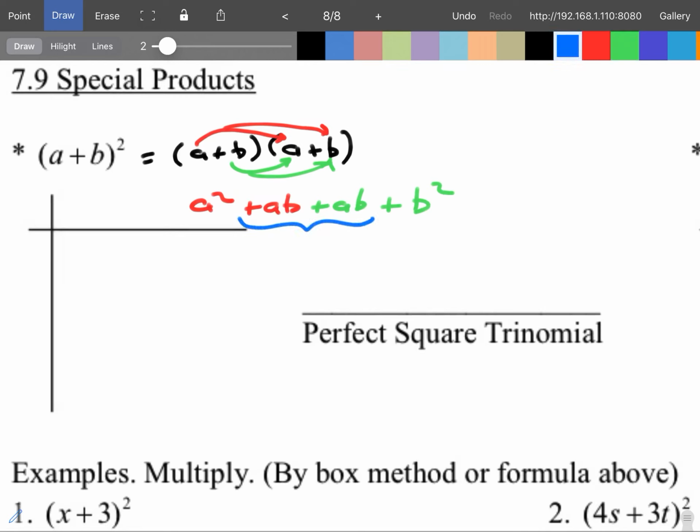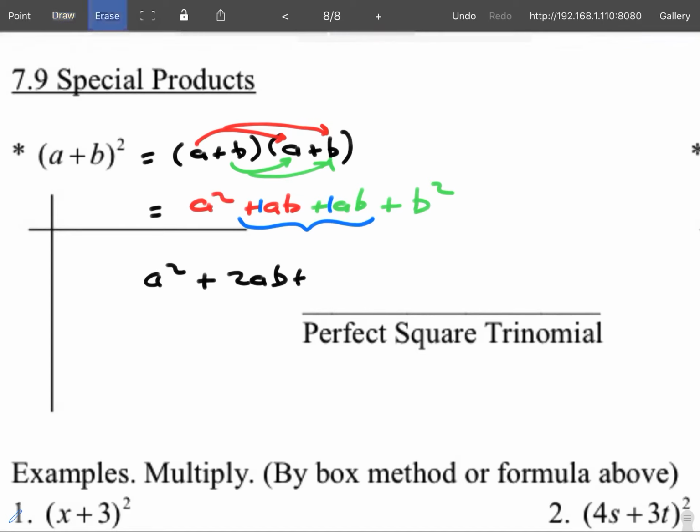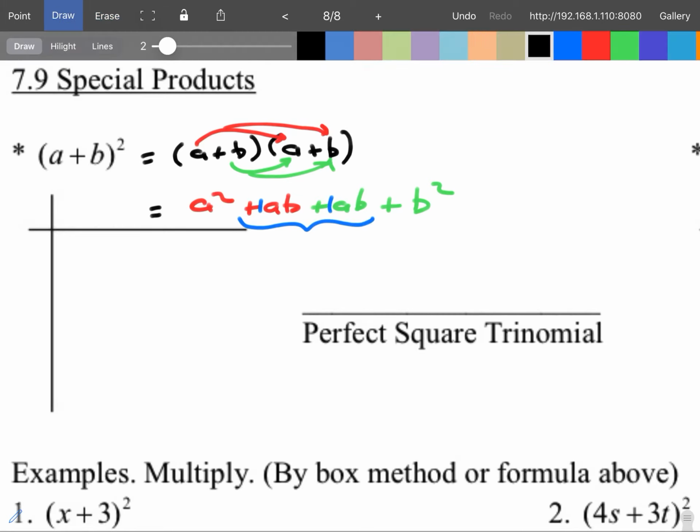So then we can add these together in the middle here. So we're going to get a middle term. And you can see we have one of these, and then we have another one of those. So how many of those do we have? Yeah, we have 2 ABs. So then the final answer for this is a squared plus 2ab plus b squared. In fact, let me actually put this right in this line right here. So the final answer is a squared plus 2ab plus b squared.